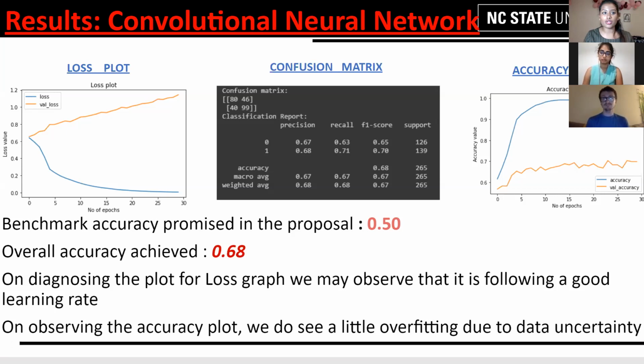This is probably because of the data ambiguity. We have less than 1,000 samples to train on, and the data is very closely correlated. However, because the overall accuracy that we achieved was 68%, which was well above the benchmark that was proposed, which was 50%, we believe that our task has been successfully accomplished.